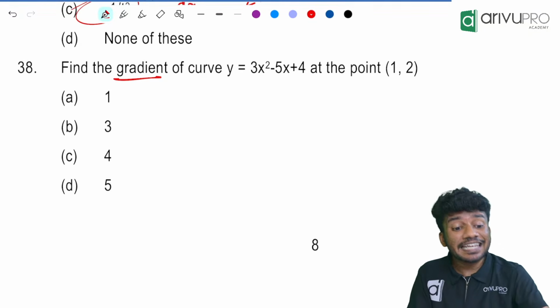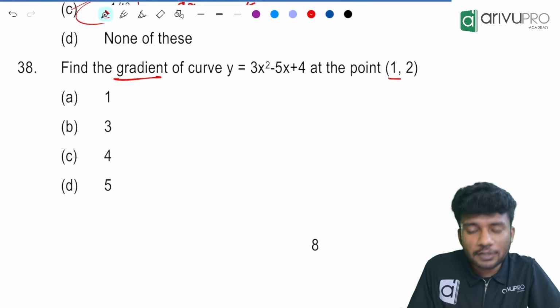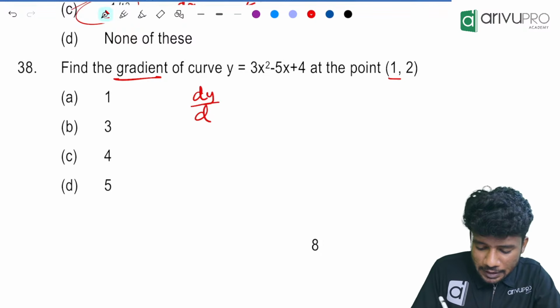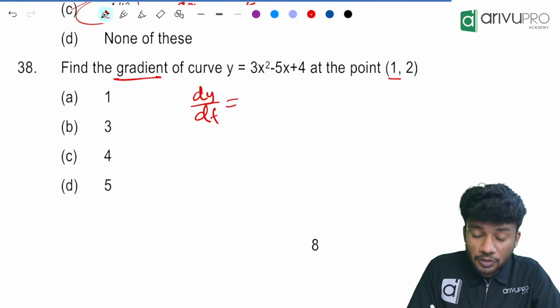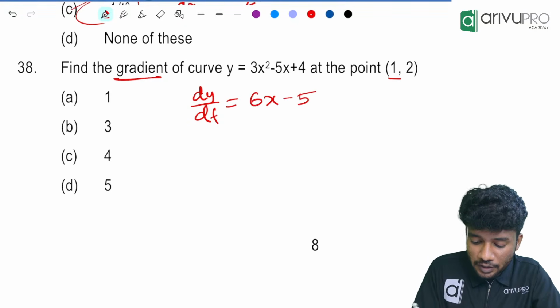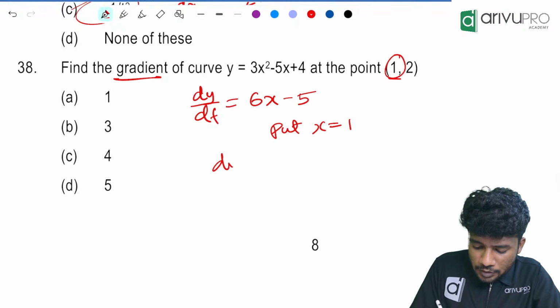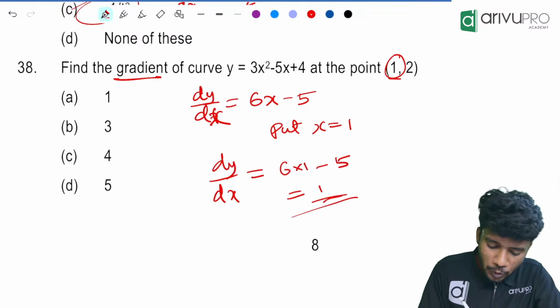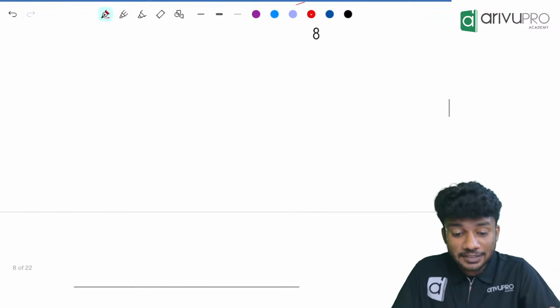Okay, find the gradient for the curve 3x square minus 5x plus 4 at the point 1 comma 2. That means we need to substitute the value of x accordingly. Then dy by dx is how much? Which is nothing but 3 into the derivative of x square. 3 into 2x is how much? 6x minus 5. Now put x is equal to 1. So dy by dx is nothing but 6 into 1 minus 5. That is 6 minus 5, which is equal to 1. Option A is your answer. Very good question. Very easy answer.